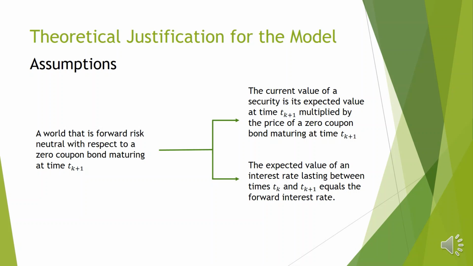Now, we talk about the theoretical justification for the model. The principal assumption is that we are in a world that is forward risk neutral with respect to a zero coupon bond maturing at time T_{k+1}. The analysis done in the previous chapter shows us that by making this assumption, the current value of any security is the expected value at time T_{k+1} multiplied by the price of a zero coupon bond maturing at time T_{k+1}. It also shows us that the expected value of an interest rate lasting between times T_k and T_{k+1} equals the forward interest rate.